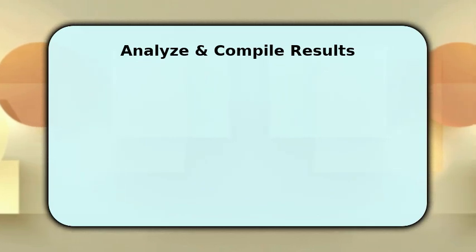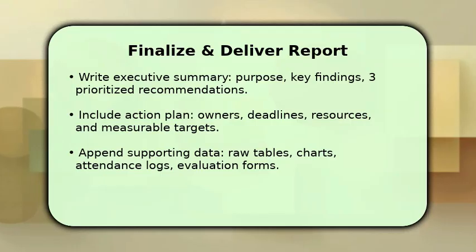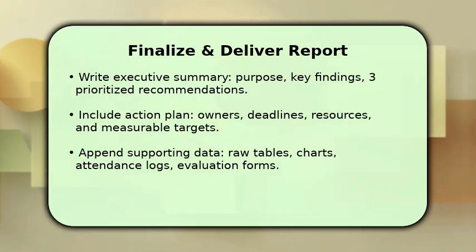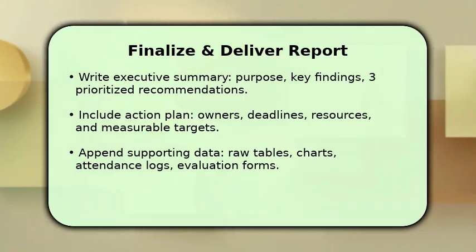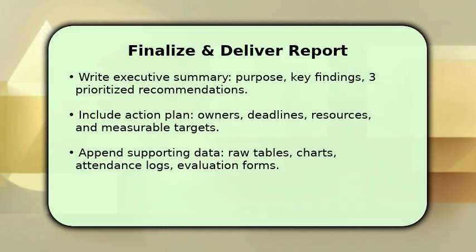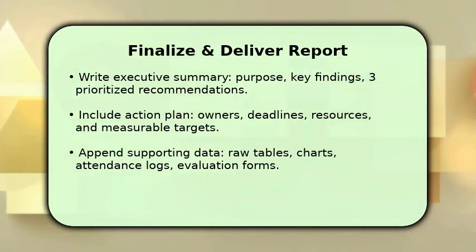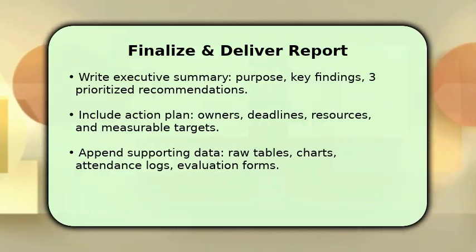You finish by writing a concise executive summary that states purpose, main findings, and 3 prioritized actions. Then lay out a clear action plan with owners, deadlines, estimated costs, and measurable targets so managers can act immediately. Once done, attach raw data and charts as appendices for transparency. Make sure to schedule a follow-up review date. Troubleshooting tip: if stakeholders disagree with metrics, revisit normalization and provide raw data slices to resolve.